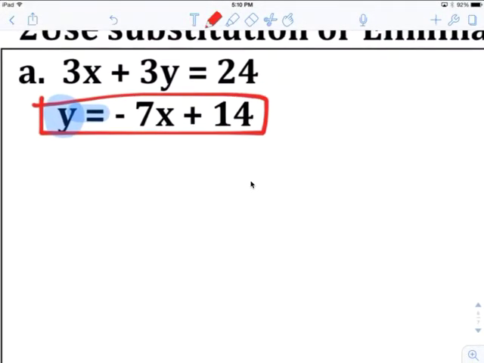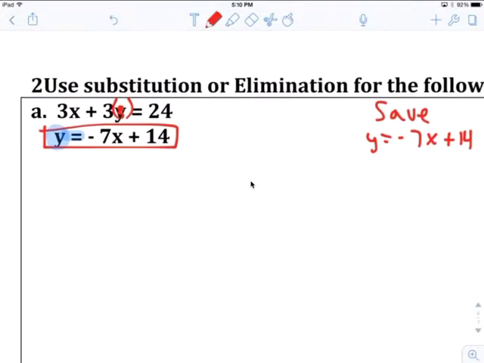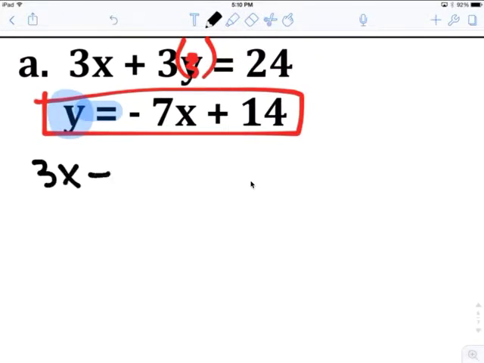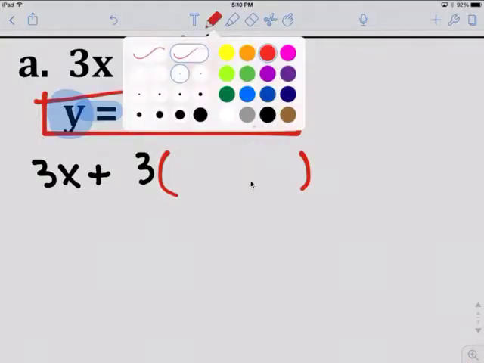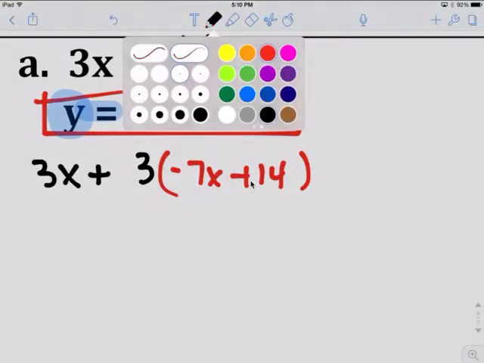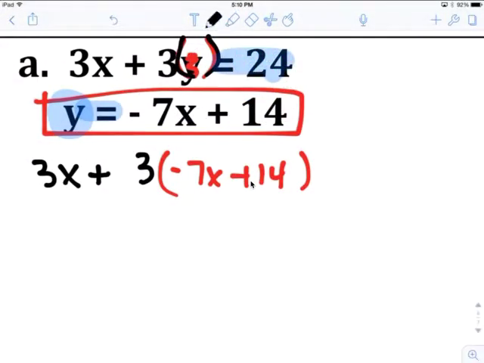Then you take this one here, you copy that, you eliminate that, and you substitute in there whatever you save, which is this one right here. So you go 3x, you substitute where this y is. You put negative 7x plus 14, and that, of course, equals this 24. Then you solve that by distributing first that to that, negative 21x.